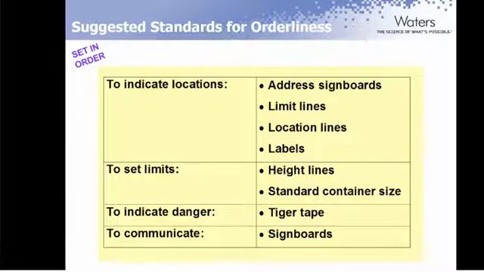When we talk about it, we want to indicate the locations where these things are. We want to use signboards. We want to use lines. We want to use location lines, labels. Again, we want to set the limits. How high, or what's the height line? And I have an example of a picture of a height line. What's a standard container? If it's danger, we use something like tiger tape to say, okay, this is a hazardous area, or there's a trip hazard here. Again, it's looking at your total work environment. If there are trip hazards or stuff like that, you want to call these out so that everybody understands what's going on. And then you want to communicate using signboards.